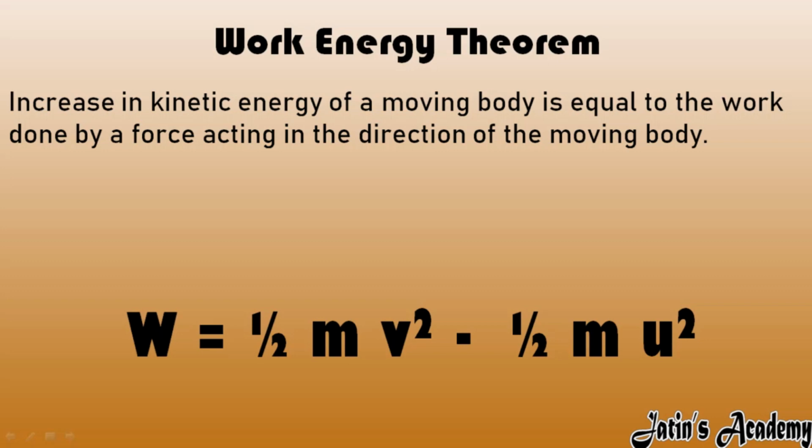So this is the expression of the work energy theorem, in which the work done on a body is the increase in kinetic energy. Here half mv square is the final kinetic energy and half mu square is the initial kinetic energy. And final minus initial kinetic energy is the increase in kinetic energy, which is equal to the work done.